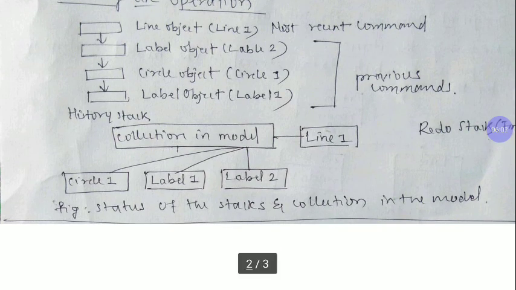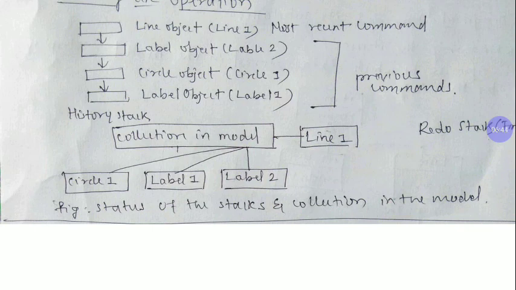Here you see in the stack the first element stored is label 1. After that circle 1, after that label 2, after that line 1. So line 1 is the most recent work that I have done. The stack stores the work sequentially, one by one, and the most recent work will always be on the top of the stack.